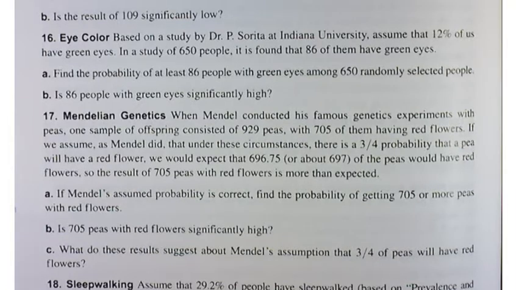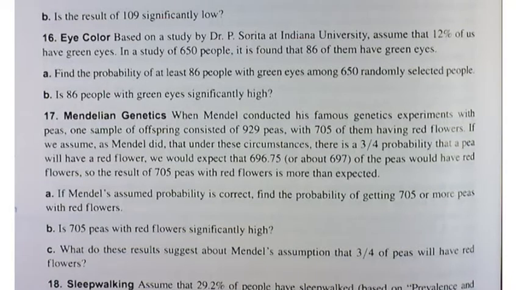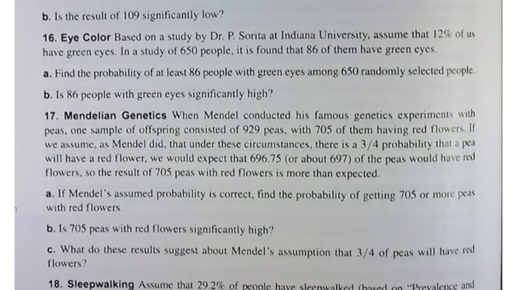Based on a study by Dr. P. Sarita at Indiana University, assume that 12% of us have green eyes. In a study of 650 people, it's found that 86 of them have green eyes. Find the probability of at least 86 people with green eyes amongst 650 randomly selected people.